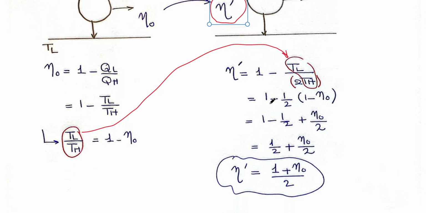Eta dash equals 1 minus half, open bracket, 1 minus eta naught instead of TL over TH. Multiply the half in the bracket, so 1 minus half plus eta naught over 2, and you will get the relation between eta dash and eta naught.